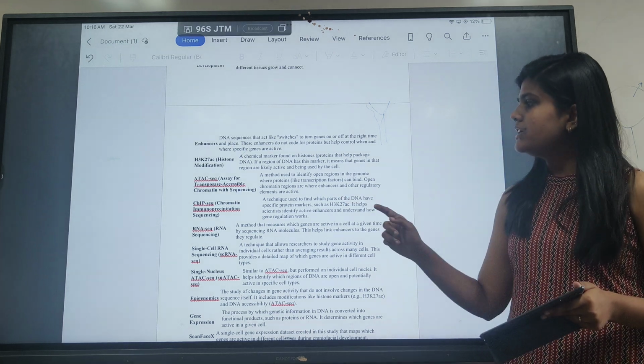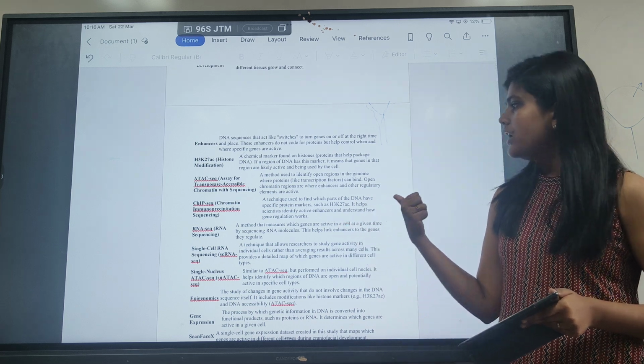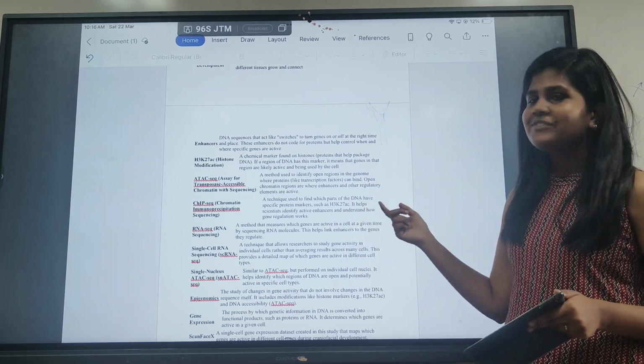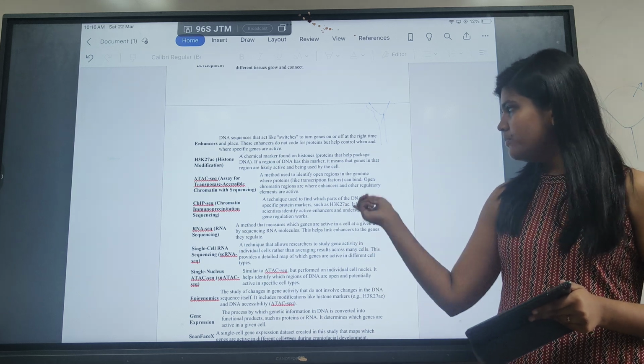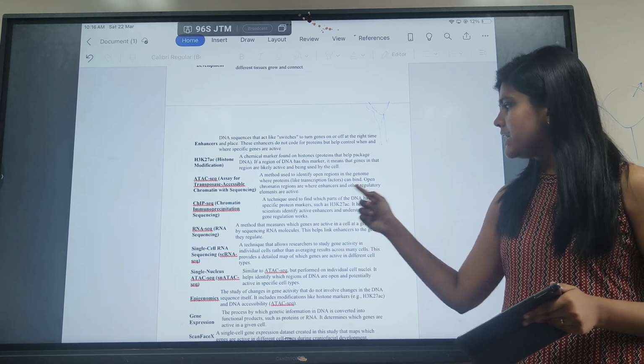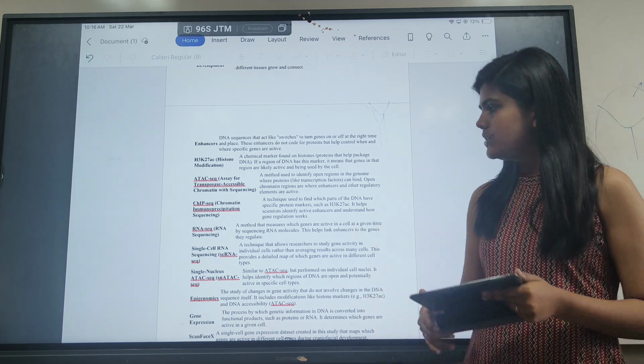Another one is ChIP sequencing, chromatin immunoprecipitation sequencing. It is a technique used to find which parts of the DNA have specific protein markers, such as histone modifications. It helps scientists identify active enhancers and understand how gene regulation actually works.